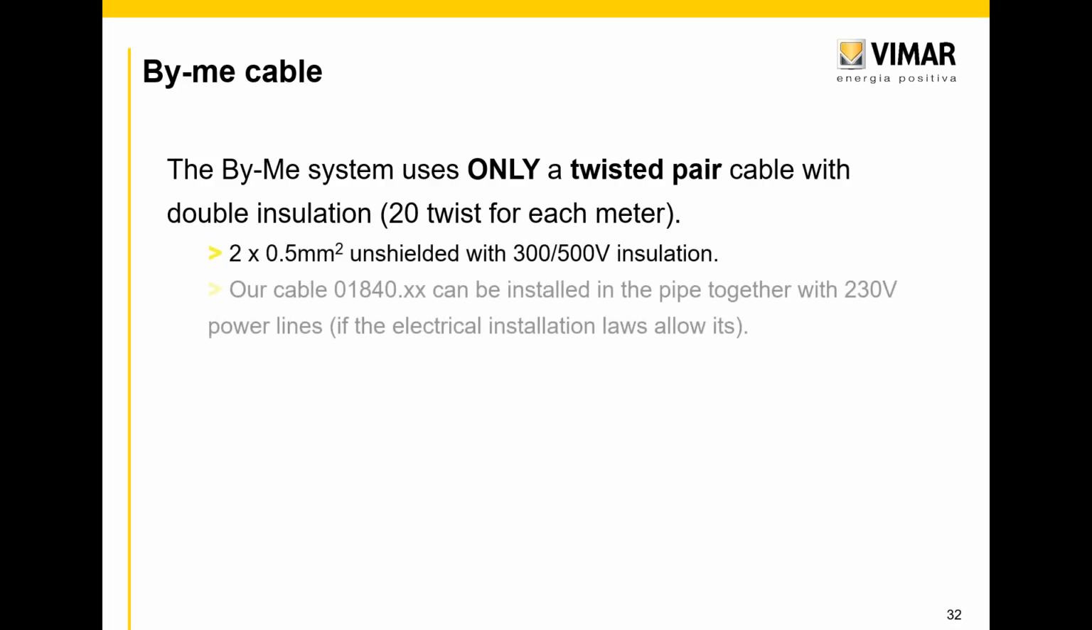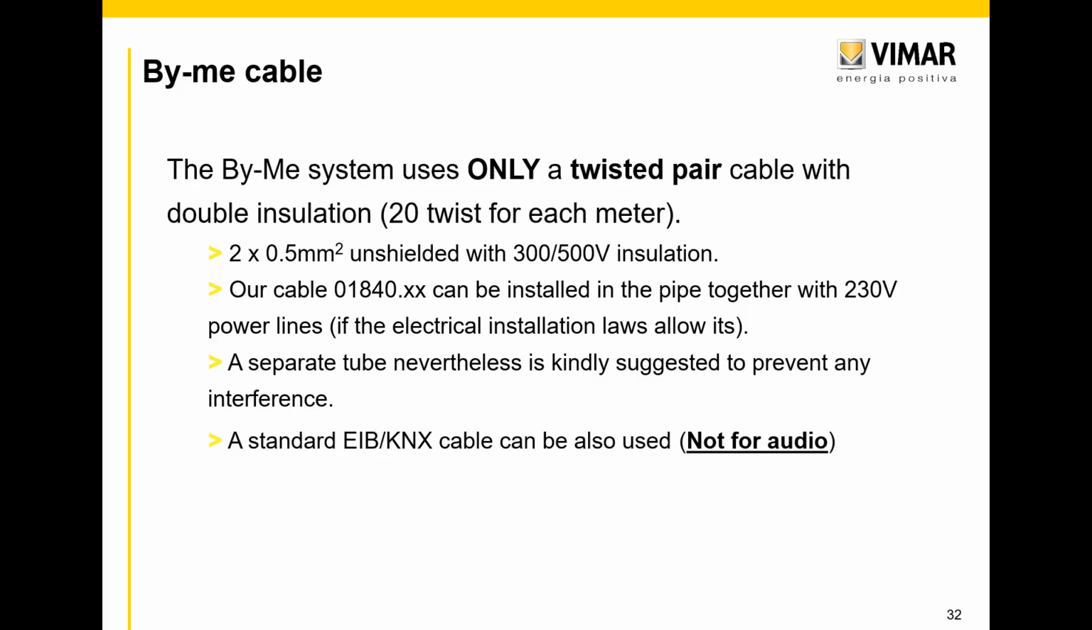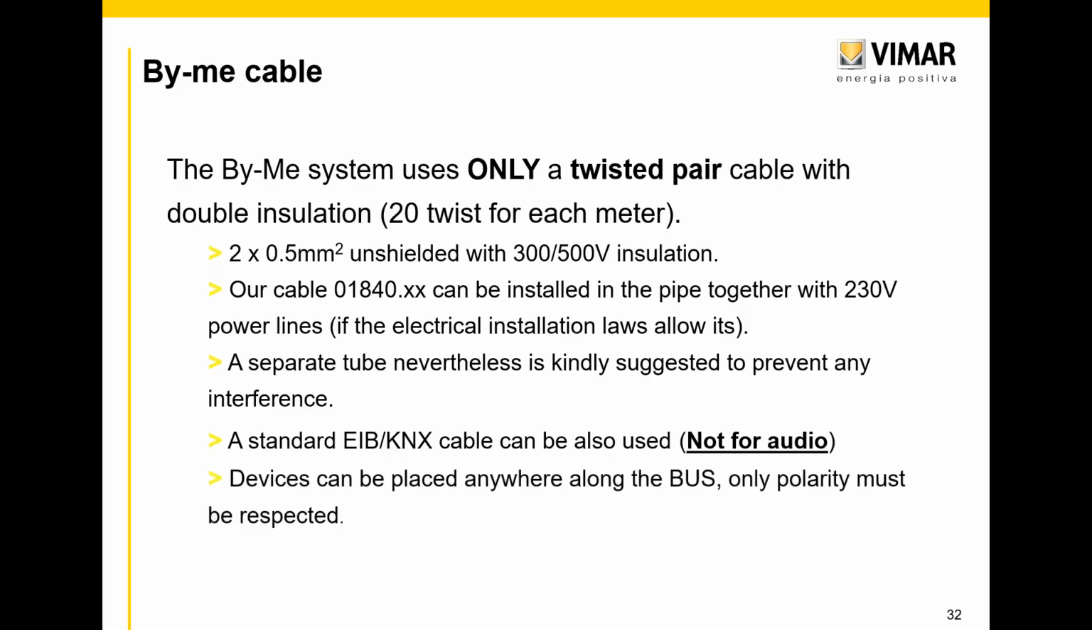So let's begin with the cable, for instance. ByMe uses a twisted pair cable, 2 times 0.5 square millimeter with a double insulation. We can also use the KNX cable. ByMe, as I told you, is based on KNX. It's not KNX certified, but it can work without any problem, without a hardware interface, with KNX networks. So we can use the same cable as well, apart from the audio. That audio needs a specific Beamer cable.